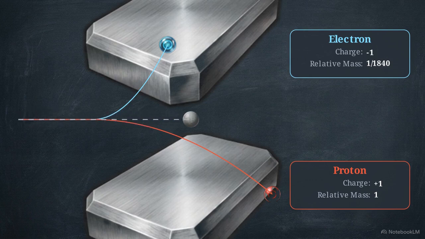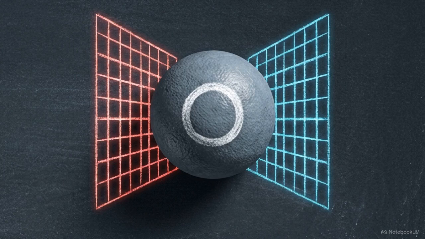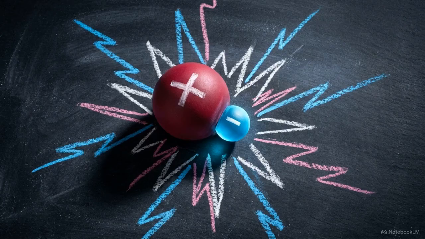A third trajectory remains completely straight, passing through the field without deviation. This confirms the neutron is electrically neutral. These specific differences in charge and mass dictate the physical arrangement of the atom. If the nucleus is positive and electrons are negative, electrostatic attraction suggests they should simply collide.